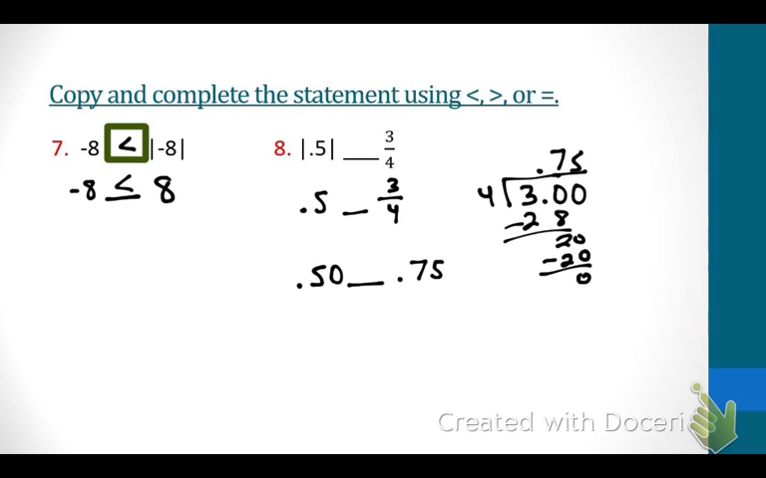0.5 is the same thing as 0.50. So Ava, read it to me from left to right. What should this say? That is correct. And then you'll put it all the way up to the top. So we learned that the absolute value of 0.5 is less than 3/4.